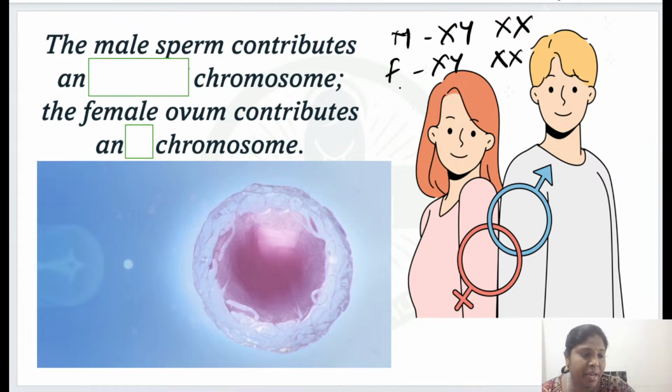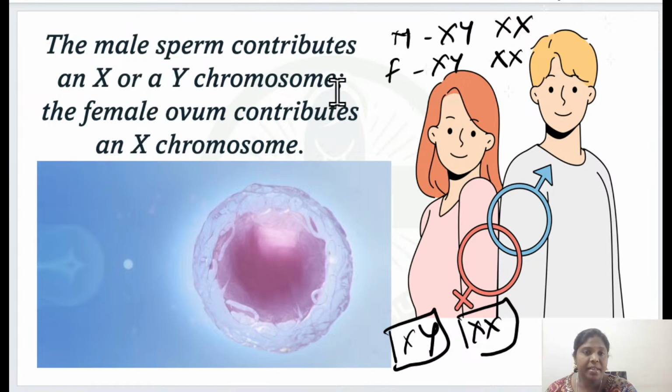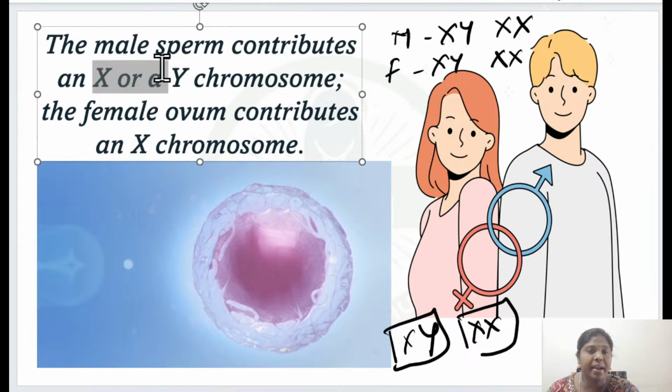The male is able to contribute only which one? XY or XX? Just comment in the comment section. Those who are online, 22 members online. Yes, male will contribute XY and female will contribute XX. Exactly. You have told correctly. Yes, they are going to contribute an X and a Y chromosome in a male, whereas the female will contribute only the X chromosome.